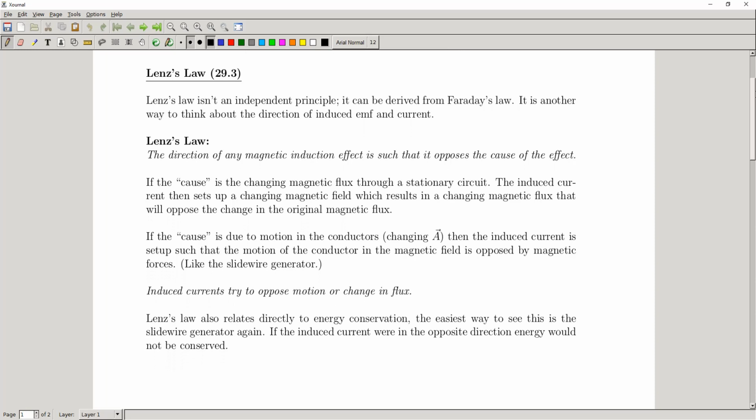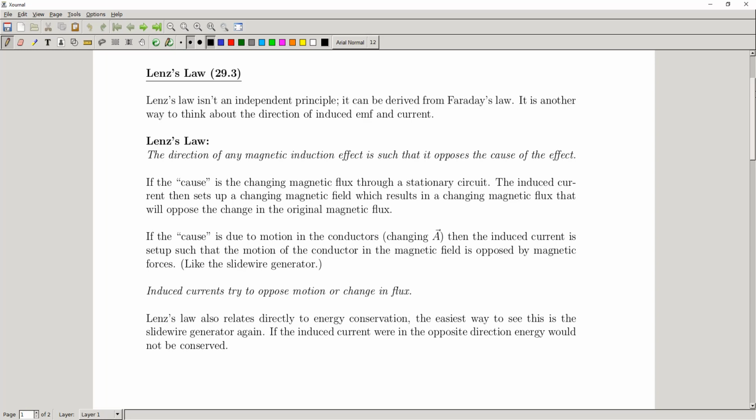Okay, so Lenz's law, again, section 29.3. Lenz's law isn't an independent principle. It can be derived directly from Faraday's law, and it's just another way to think about the direction in which our induced EMF, and so our induced current, are going to point. Lenz's law states that the direction of any magnetic induction effect is such that it's going to oppose the cause of that effect.